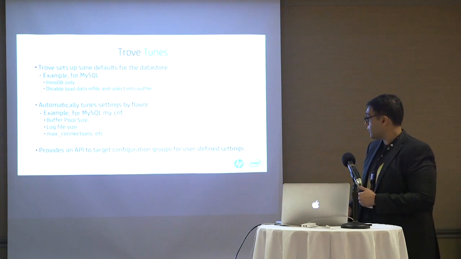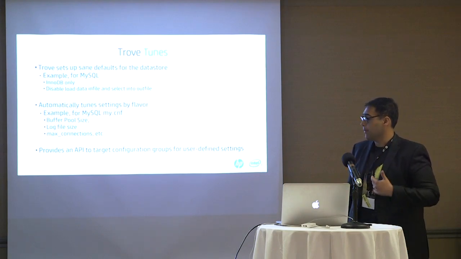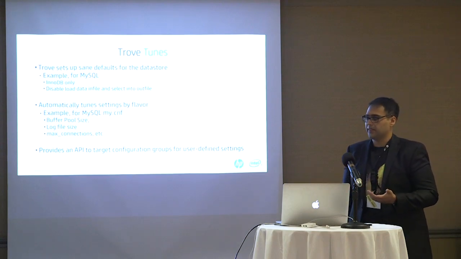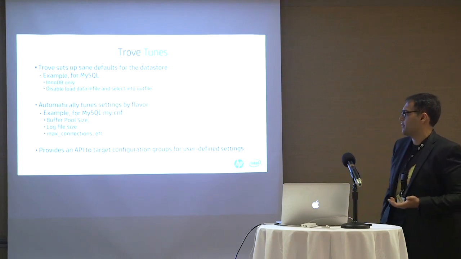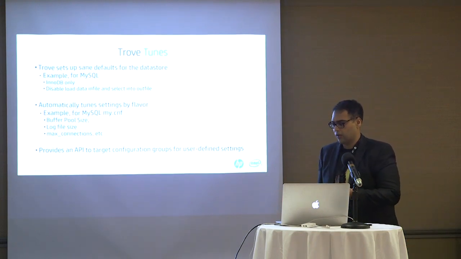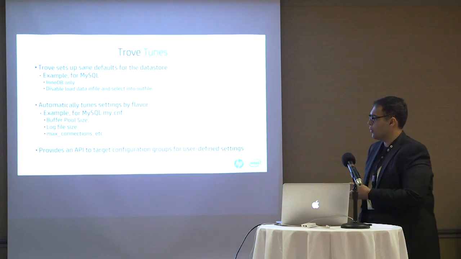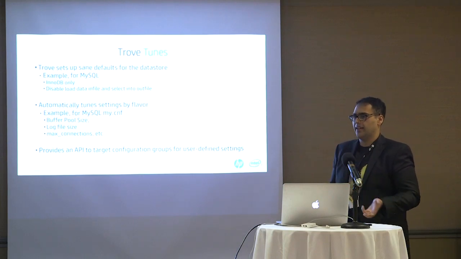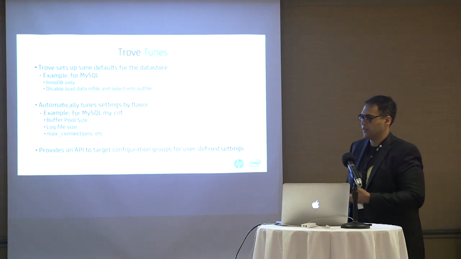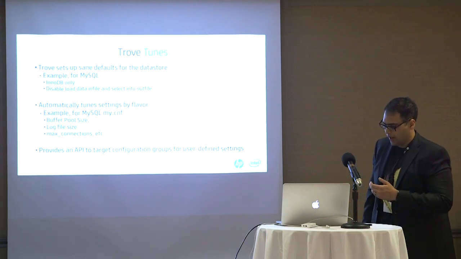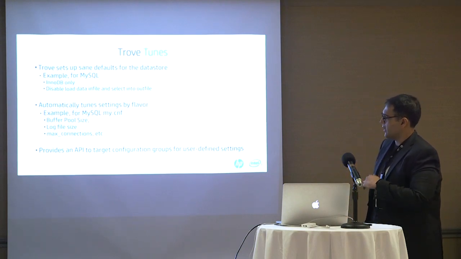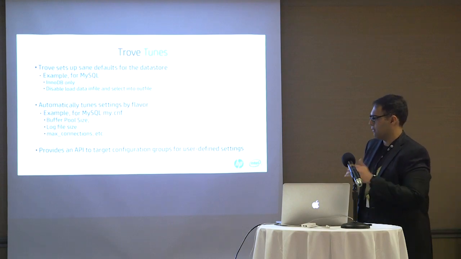Another thing that Trove provides for you is a templating language that allows you to tune database settings per flavor. For example, if you're looking at MySQL my.cnf settings like buffer pool size or max connections, you probably want fewer max connections in case you're using a tiny instance as opposed to a large instance. With Trove's templating language, which uses Jinja templates under the covers, you can specify certain configuration parameters the way you want them per flavor.